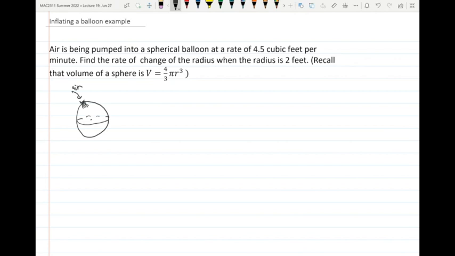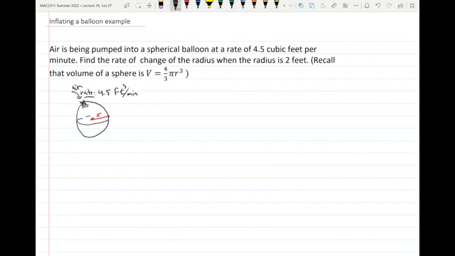Now, actually, I'm gonna take advantage of the picture, and on the picture, I'm gonna put the data that we have. So this is a spherical balloon, so it has a radius. And also, we're being told that the air is being pumped at a constant rate. Notice they don't use the word constant, but it's implied because they say 4.5 cubic feet per minute. So that means it's constant, right? So let me write it here. The rate at which this is happening is 4.5 cubic feet per minute. Okay. All right. So that's a picture showing the situation.